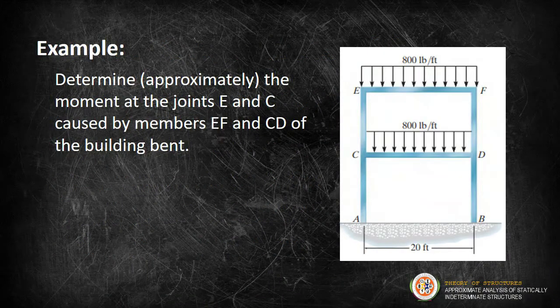Let us take this one as an example. Determine approximately the moment at the joints E and C caused by the members EF and CD of the building bent.